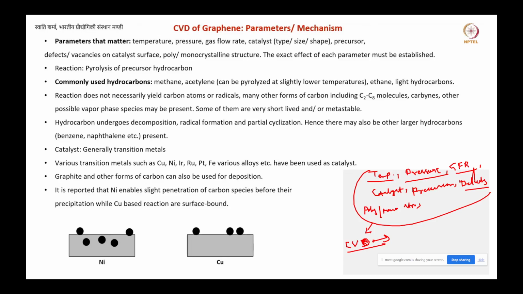Reaction. What can be the reaction? The pyrolysis of the precursor hydrocarbon. Here you are using a hydrocarbon as a precursor, so you have to control the pyrolysis. Here your reaction will be the pyrolysis of your material. Okay, any doubt? Clear? If you have any doubt, you can ask.